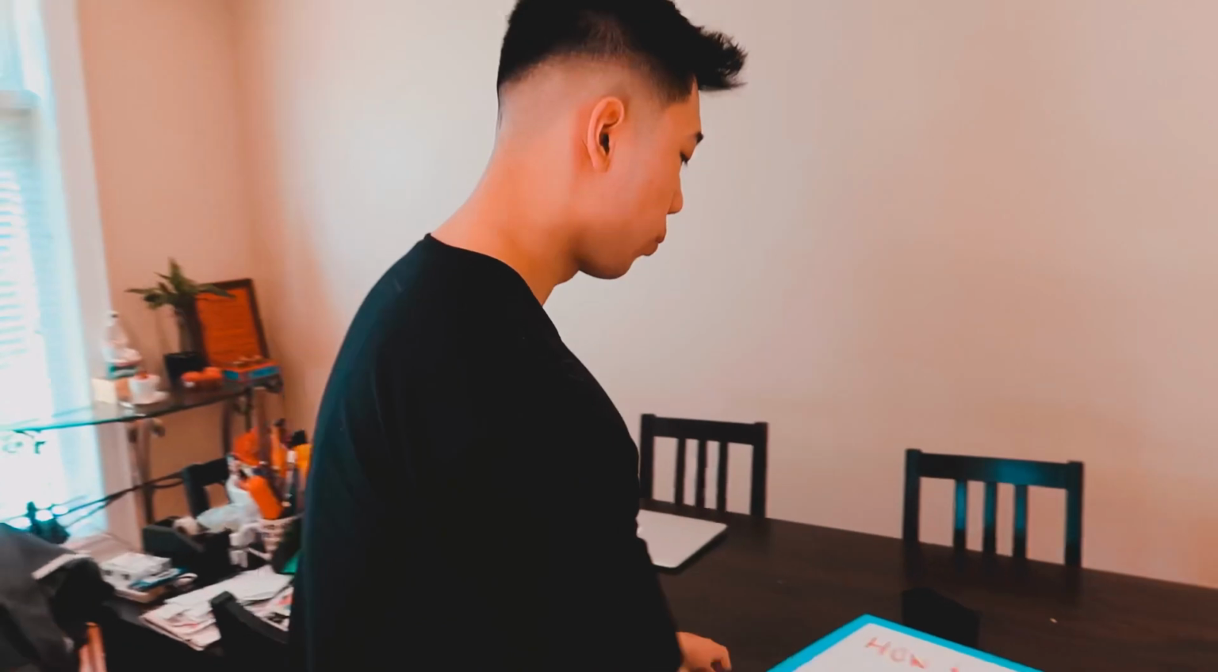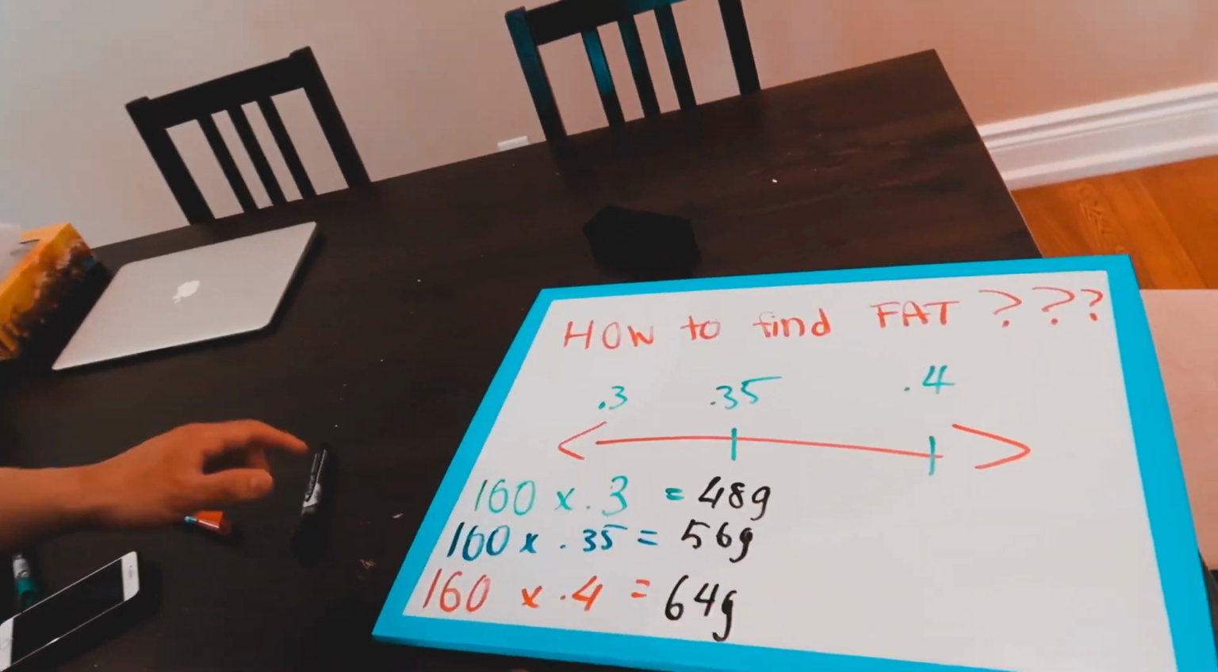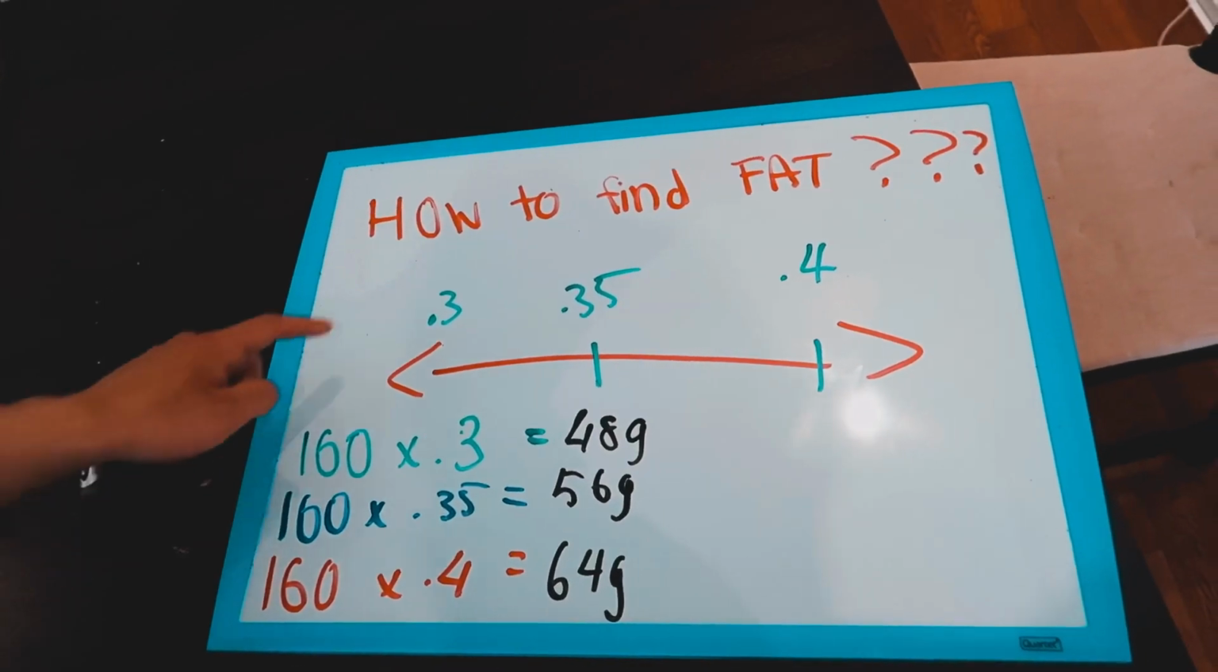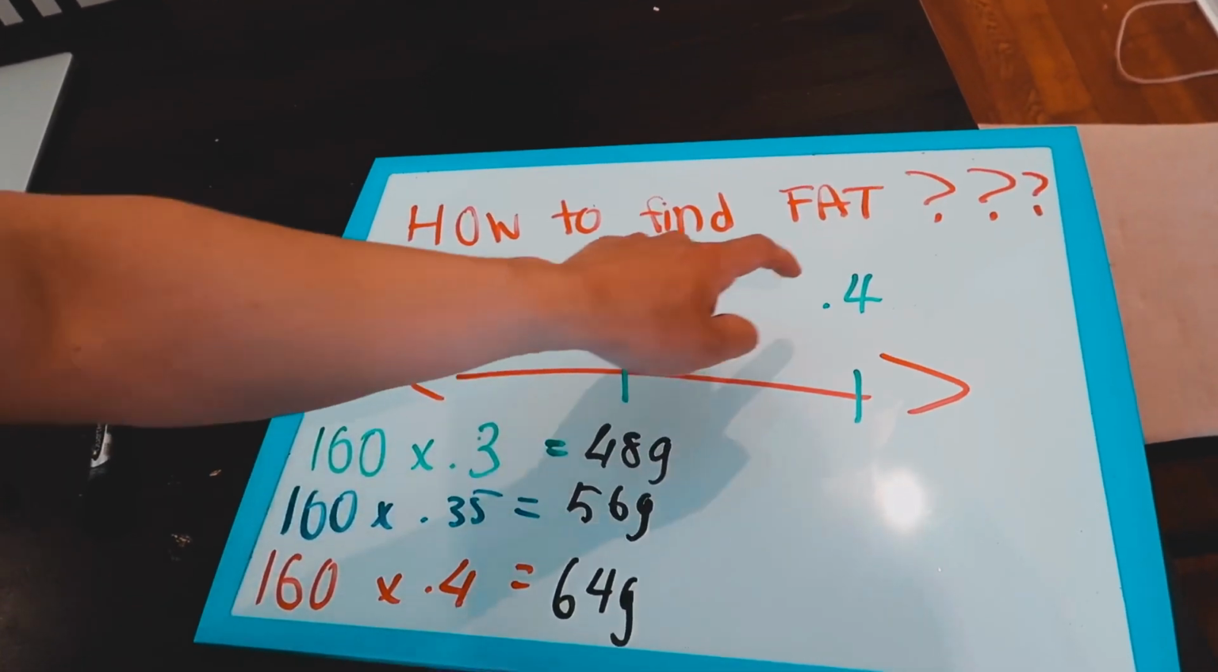All right, so the next macronutrient we need to find is fat, right? So we have a range we can multiply our body weight by. So remember, Yopi's body weight is 160 pounds. So we have 0.3, 0.35, and 0.4.